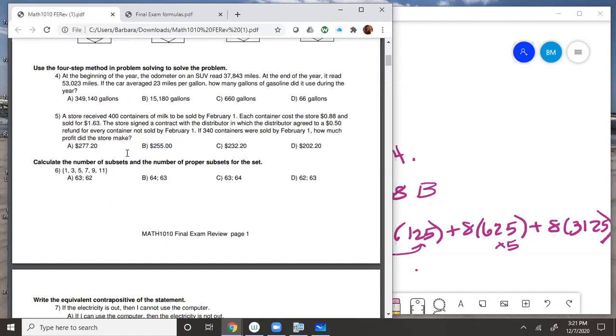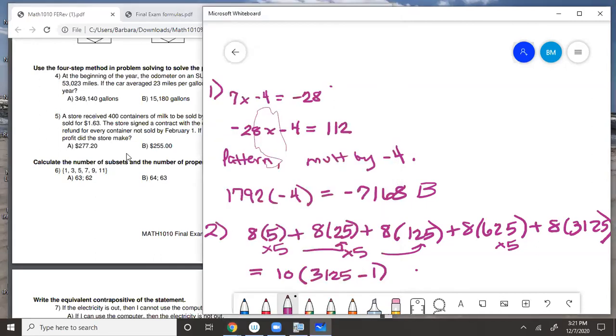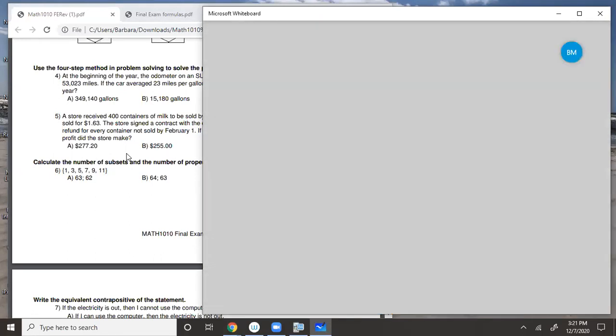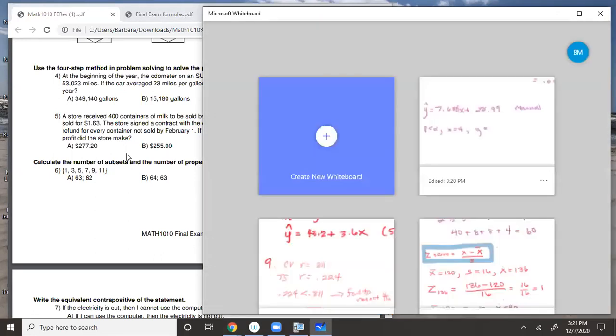Good. All right, and then in number 4, use the 4-step method in problem solving to solve the problem. Do you recall what the 4 steps of problem solving were in chapter 1? No, that was so long ago. Right, Polya has 4 steps of problem solving. Okay, I'm going to get a clear board here. There we go.